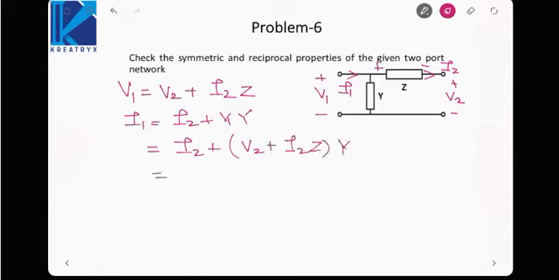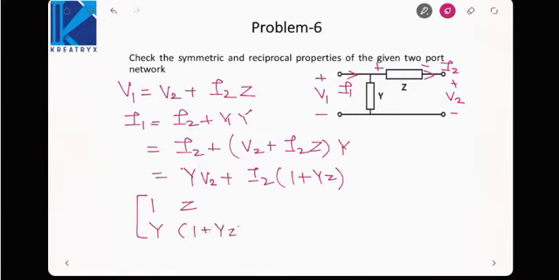So that is equal to Y V2 plus I2, 1 plus YZ. Okay. Now if we express it in matrix form, it will be 1, Z, then Y, 1 plus YZ. Now for symmetry, in transmission parameters we keep A equal to D. Here A is not equal to D, so it is not symmetric.